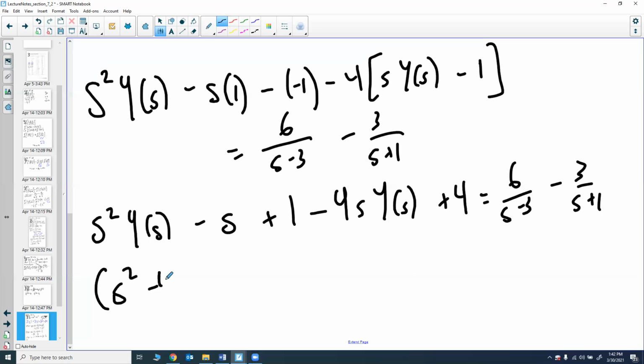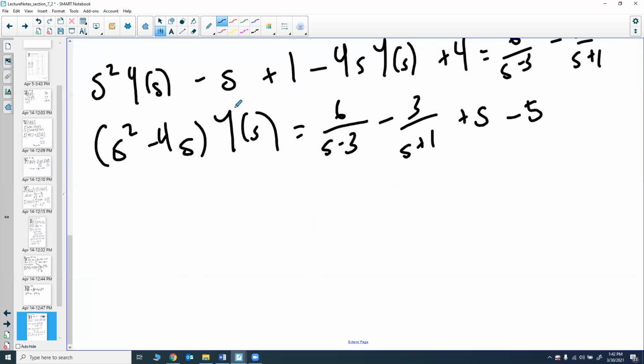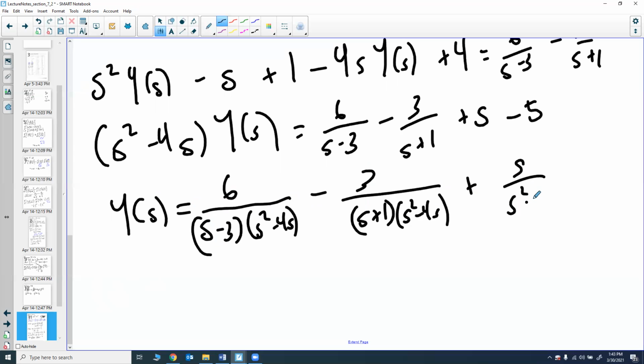So we know we have s squared minus 4s times Y of s is equal to 6 over s minus 3 minus 3 over s plus 1. I would then add s to both sides. I have a 1 plus 4 is 5. I'm going to subtract 5 from both sides. Okay. I therefore want to get Y of s by itself, so I'm going to divide through by s squared minus 4s. So we have 6 over s minus 3 times s squared minus 4s, minus 3 over s plus 1 times s squared minus 4s, plus s over s squared minus 4s, minus 5 over s squared minus 4s.